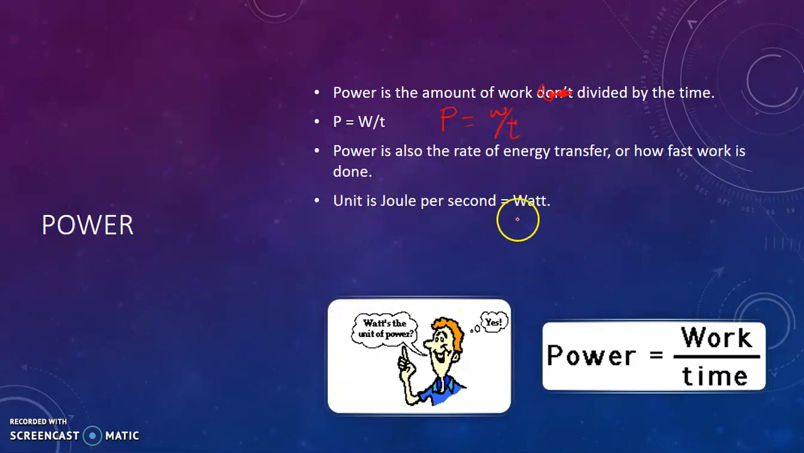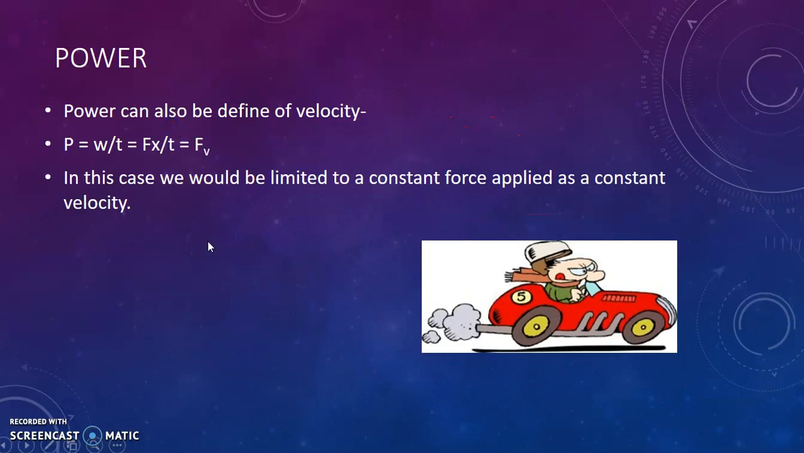Power is also the rate of energy transfer, or how fast work is done. The unit for power can be joule per second, which is also known as a watt. Power can also be defined with velocity, and we need to know this for formulas. So we have P equals work divided by time, or Fx divided by time equals the velocity. In this case, we would be limited to a constant force applied at a constant velocity. This is going to make sense when we start talking about those practice problems.